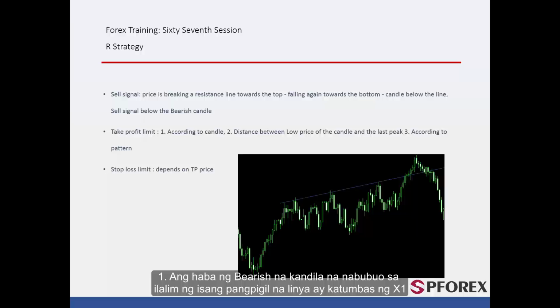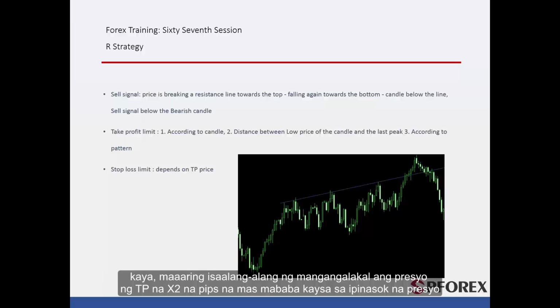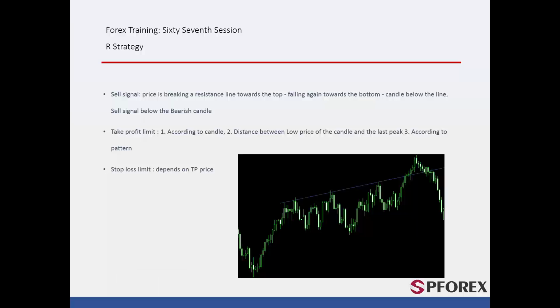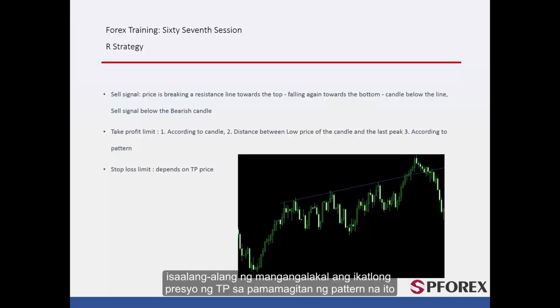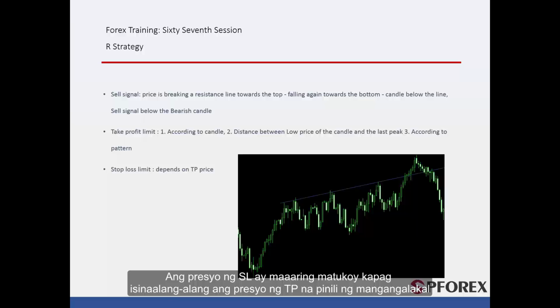1. The length of a bearish candle that forms below a resistance line equals x1. Thus, the first TP price can be x1 pips lower than the entry price. 2. The distance between the low price of a given candle and the high price of the candle on the last peak equals x2. Thus, a trader can consider a TP price x2 pips lower than the entry price. 3. If a powerful pattern forms in this region, a trader can consider the third TP price via this pattern. SL price can be determined considering the TP price that the trader selects.